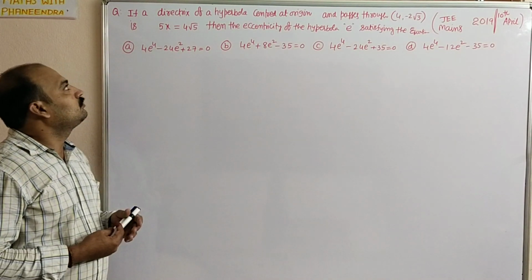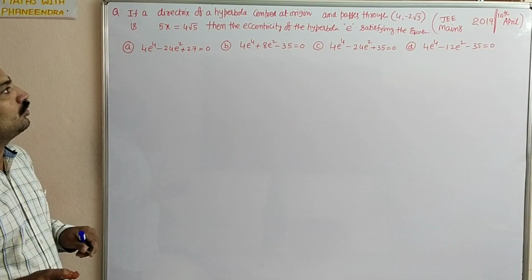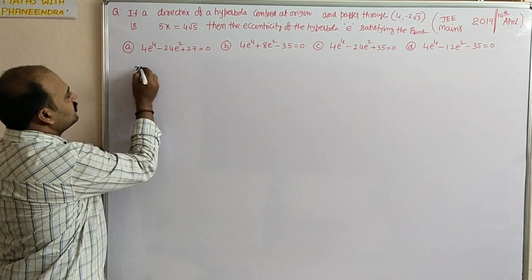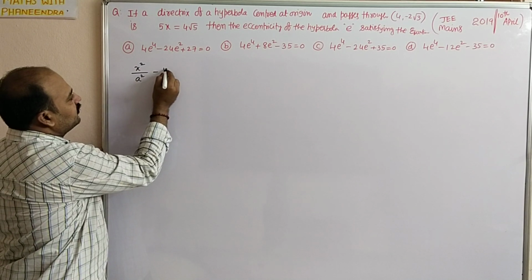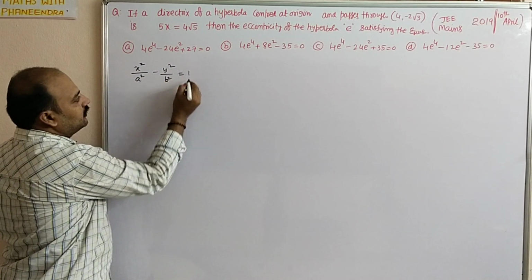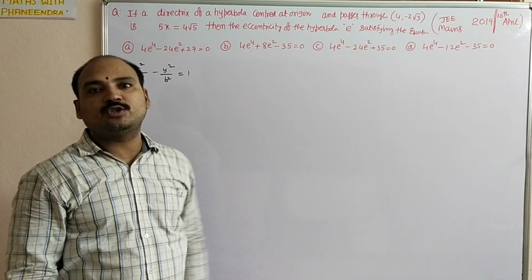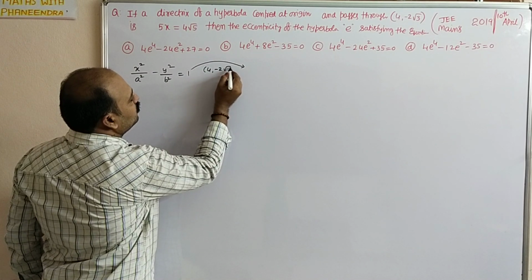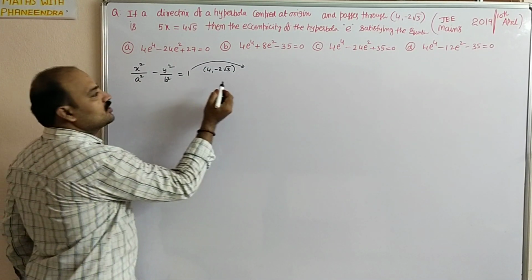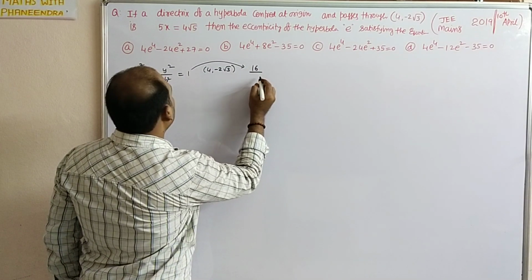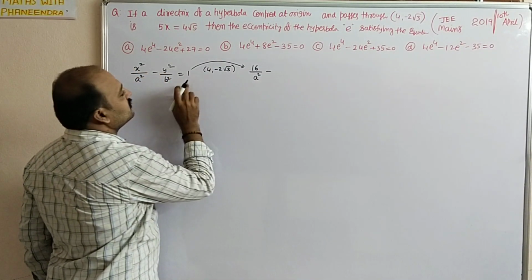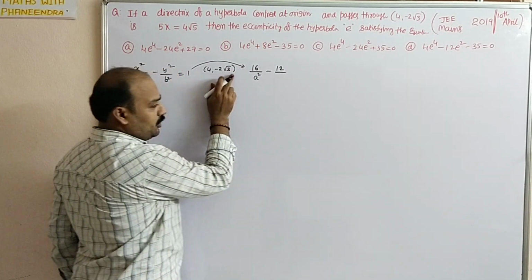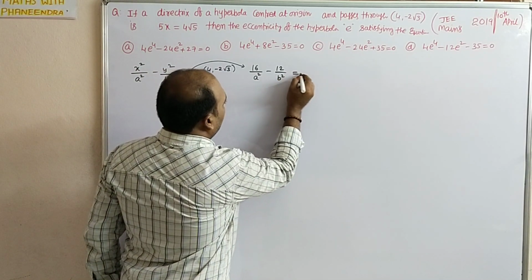Now, the required equation of hyperbola. Centered at origin means the equation of hyperbola is x square by a square minus y square by b square equal to 1. This is passing through 4 comma minus 2 root 3. In place of x and y, substitute these. You will get 16 by a square minus 2 root 3 whole square, which means 12, since 2 square is 4 into 3, 12, by b square equal to 1.